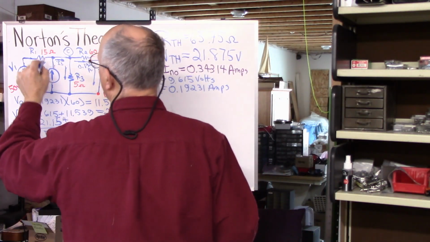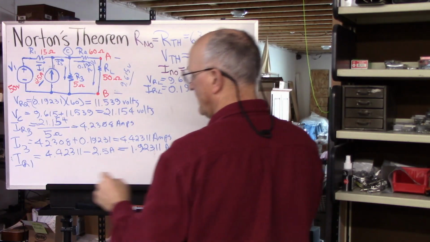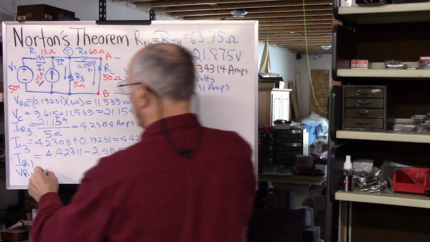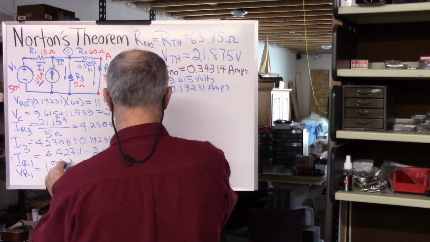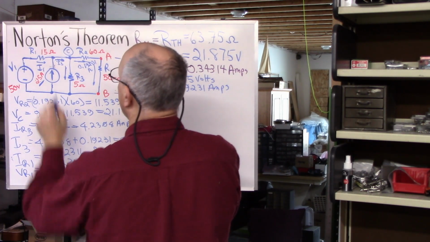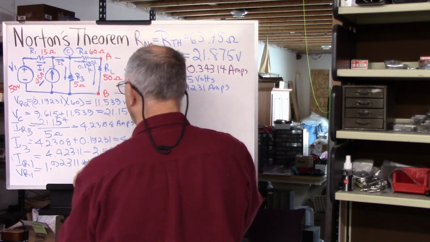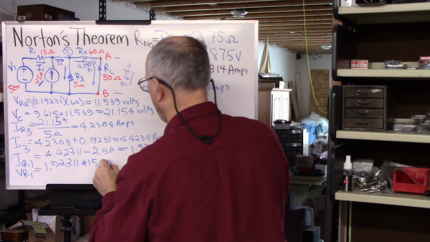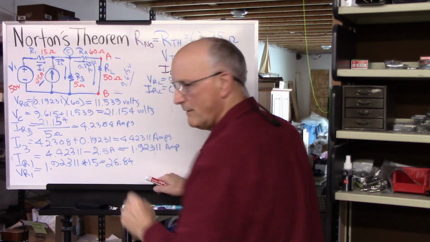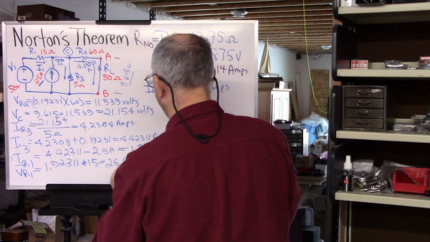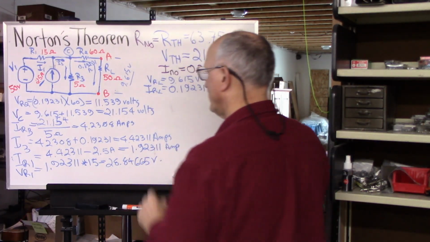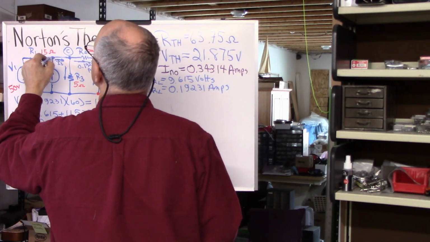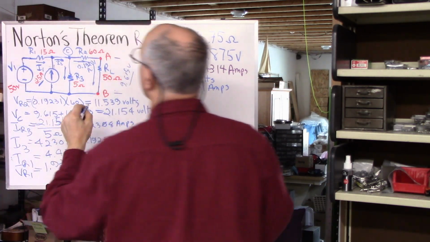If we know the current through R1 and we know the resistance of R1, we can say the voltage of R1 is equal to this current, 1.92311, times the resistance, which is 15. So VR1 is equal to 28.84665 volts. So that's the voltage across R1. Well, we know the voltage on this side. We know the voltage across that.